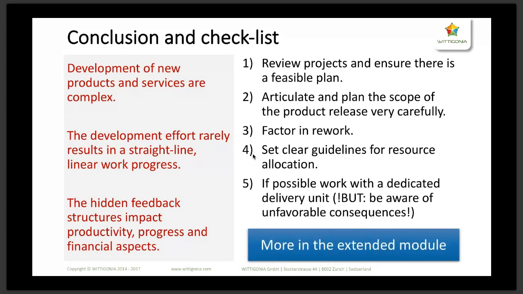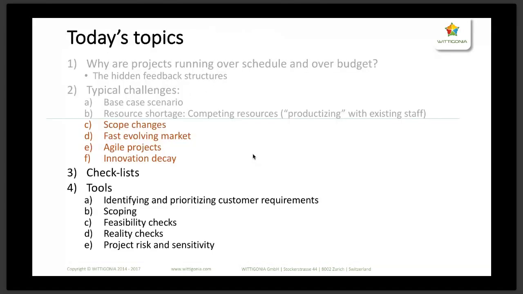Now, there's more to say about these, and there will be much more to say in the extended modules. What I have grayed out here is only the topics that we covered today. So there are more scenarios that we should be interested in. For example, what happens if we change the scope of a project during the course of the project? What happens if the market is evolving much faster than we can ship our new products or services? How do we deal with agile projects? Are they really helping us accomplish more? And what happens when information is decaying? Every solution and every product has a certain lifetime, and we need to be mindful of what happens when the project is ready for renewal or renovation. And there will be tools and checklists, and also how to scope and how to do feasibility checks for projects.